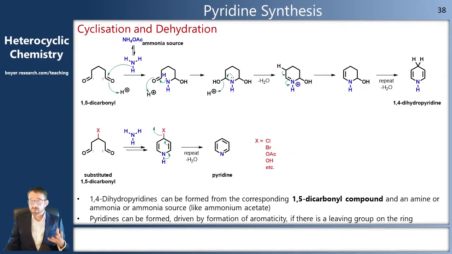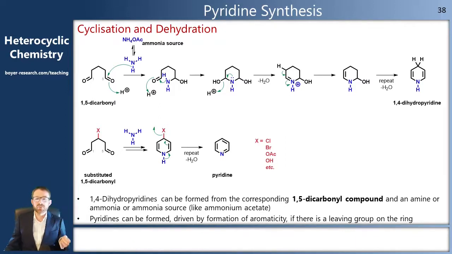So, as we've seen in a previous video, a general strategy for heterocycle synthesis is the cyclization and dehydration of the heteroatom source, for example ammonia, and the backbone, which is typically a dicarbonyl species. So if we want to make a six-membered ring, we have 5 carbons in a row with a carbonyl on each end, like this 1,5-dicarbonyl.